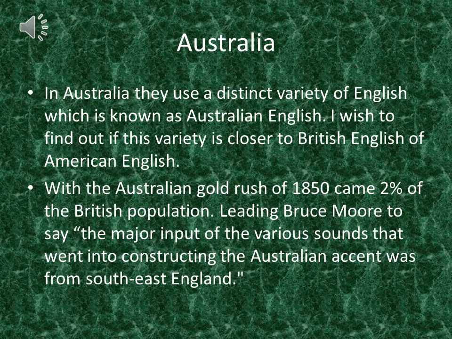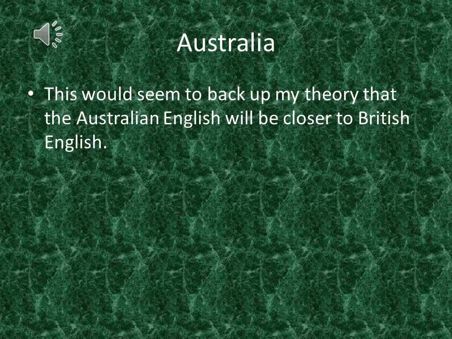In Australia, they use a distinct variety of English, which is known as Australian English. I wish to find out if this variety is closer to British English or American English. With the Australian gold rush of 1850 came 2% of the British population, leading Bruce Moore to say, the major input of the various sounds that went into constructing the Australian accent was from South East English. This information would seem to support my theory that Australian English will be closer to British English.